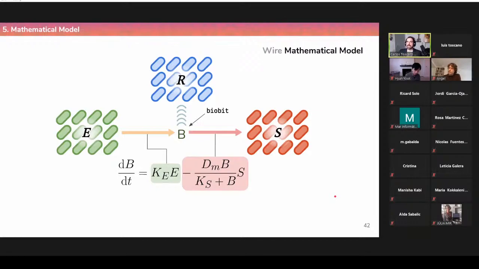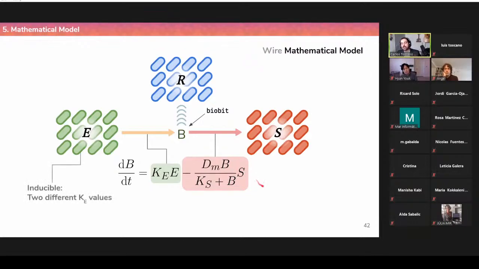So meaning that for low BioBit concentration, we expect that the degradation is going to be more or less proportional to the concentration of BioBit. But if BioBit is present at high concentration, then the degradation is going to saturate. And that process is going to be proportional to the amount of zinc strain that we have in our media.